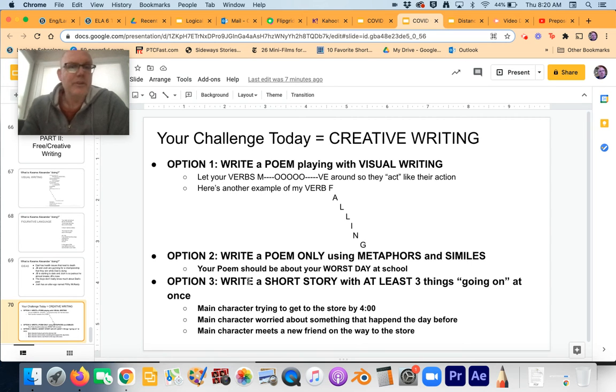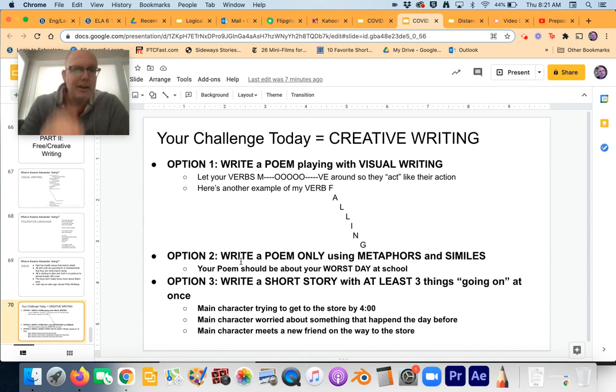Option three, write a short story with at least three things going on at once. Now, this is the longest and the hardest, but some of you are natural writers. I'm going to give you the frame. I want you to create a main character trying to get to the store or someplace by 4 o'clock. So that's one story. They're going from point A to point B. While they're going there, I want you to have them worried about something that happened the day before. So their thoughts, even though they're walking or driving or riding their bike, they're also like, oh man, this thing happened and I'm really struggling with it. So give us some information about that.